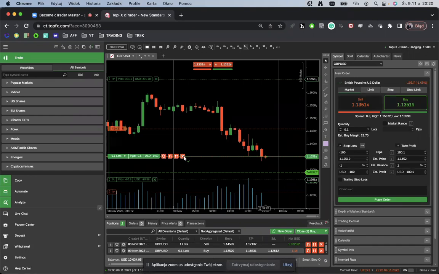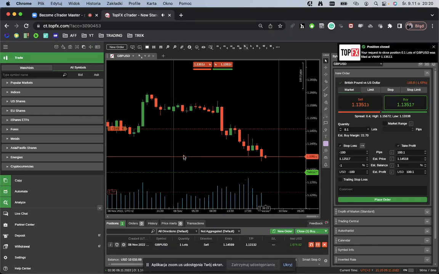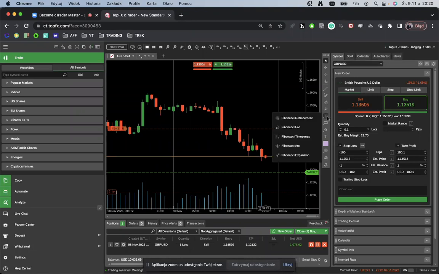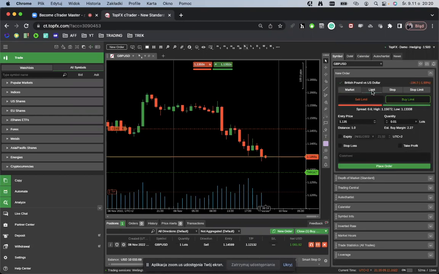Let me just close this trade, and let me now explain the other order, which is the limit order. Why should we use the limit order? Well, the limit order is this kind of order that has a distinct advantage over the market order, and this advantage is that you will have a guaranteed price that you will put here for your limit order.